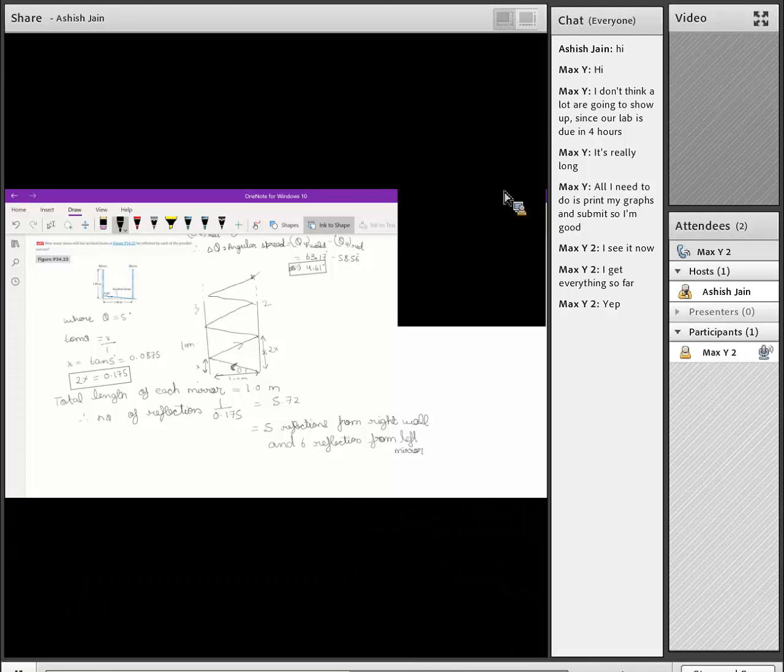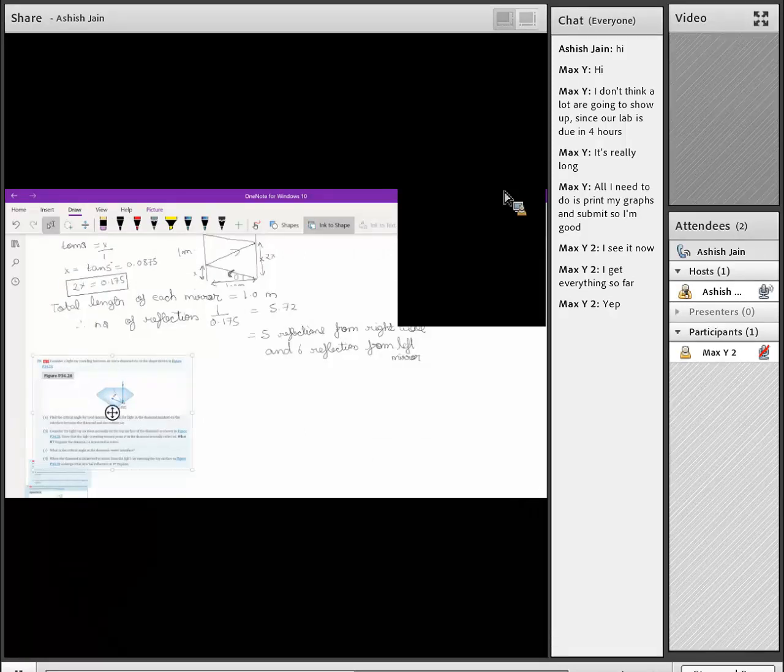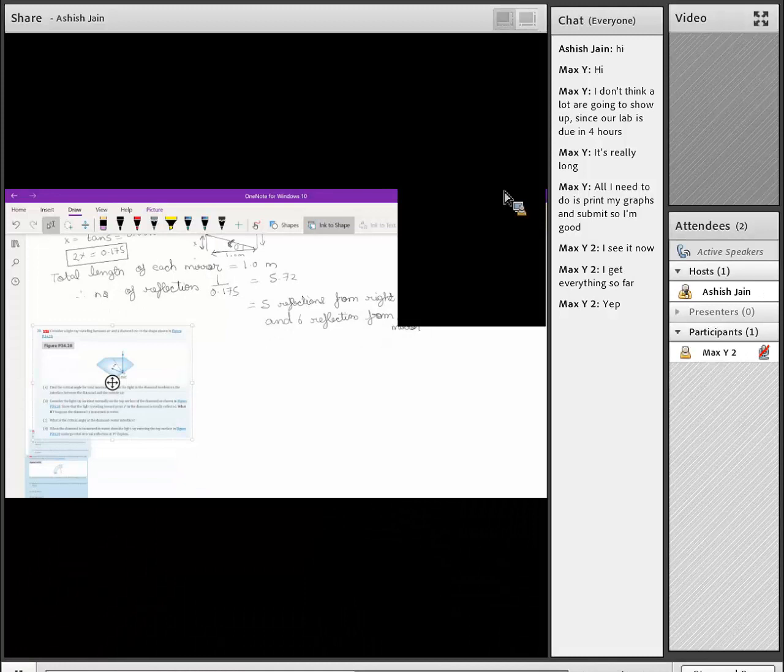Okay, so it will always exit from the right side because it's incident from the right side, because theta is very small. If theta had been larger, then there would be a different story. But theta is very small. I hope it made sense. You can ask me then, or whatever. Let's go on to the diamond.